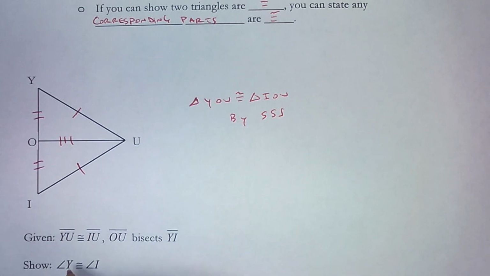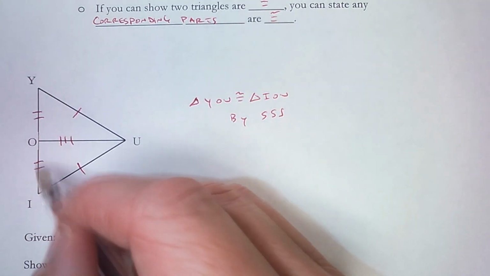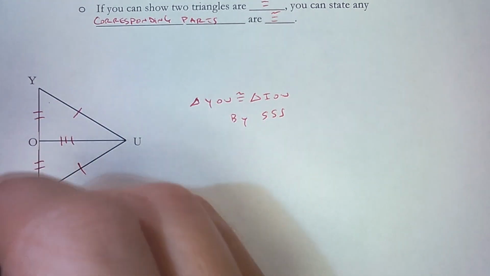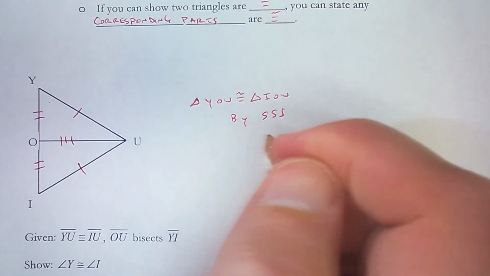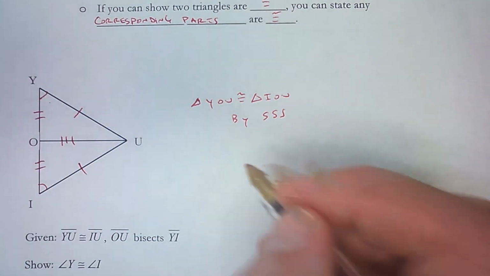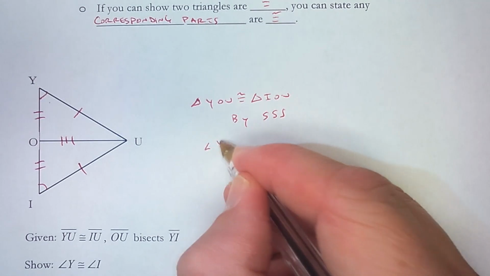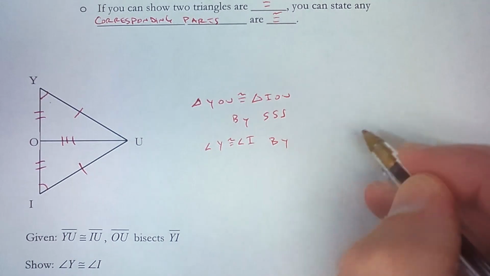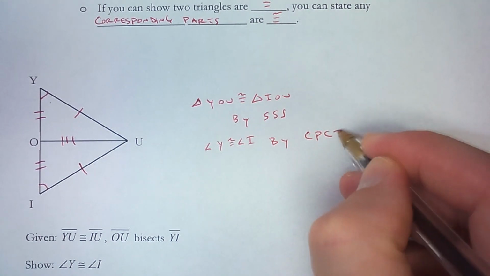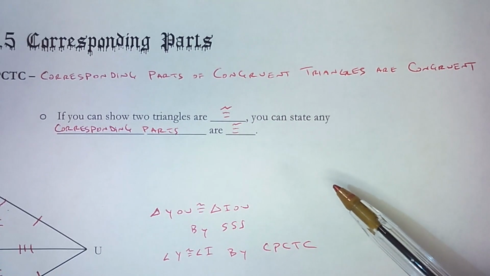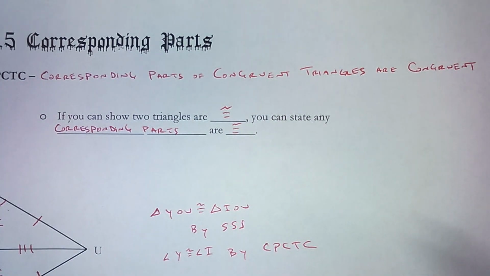Now, what I wanted to prove is that Y and I are congruent angles. Now that I know the triangles are congruent, I can say any set of corresponding parts is congruent, including angle Y and angle I. So I can say angle Y is congruent to angle I by CPCTC. Corresponding parts of congruent triangles are congruent.